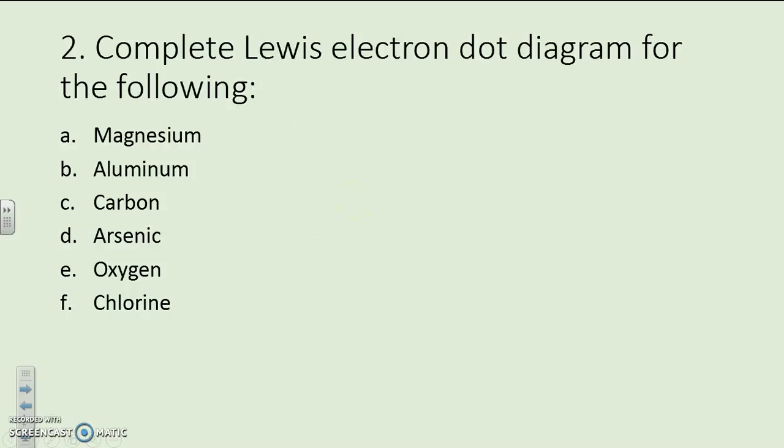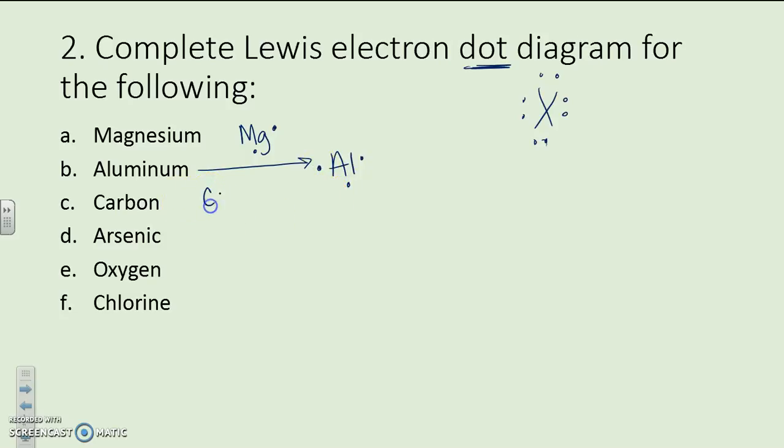Okay, Lewis electron dot. So if we call for the Lewis dot or the electron dot or the dot diagram, anytime you hear the word dot in it, you know that you're going to be drawing the symbol and filling it in with dots around it, right? Oh, yeah, I remember that. Okay. So magnesium is in group 2, which means it has 2 valence electrons, so we draw 2 dots. Aluminum is in group 13. It has 3 valence electrons, so you'll draw 3 dots.